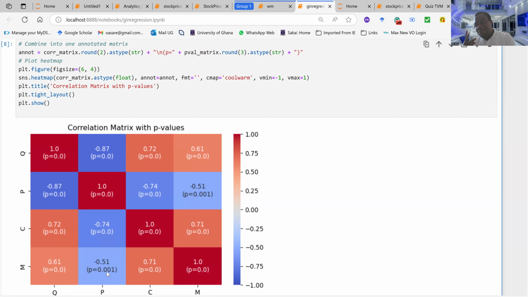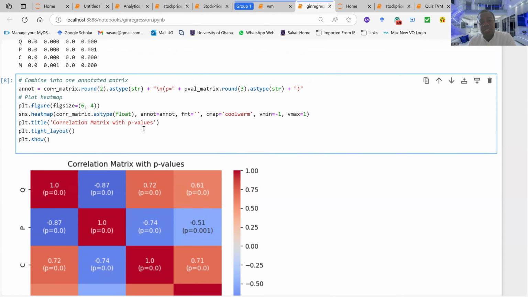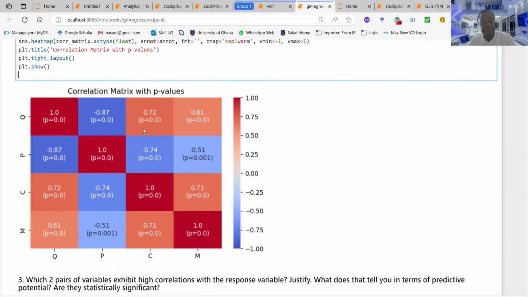And there are four major levels: 0.1%, 1%, 5%, and then 10%. In this context here, what you're seeing here, they are all significant at 0.1% because they are all almost zero. So that is how we generate a correlation with p-values here. Every aspect of the code is clear. Unless you don't understand something, then I'll explain.